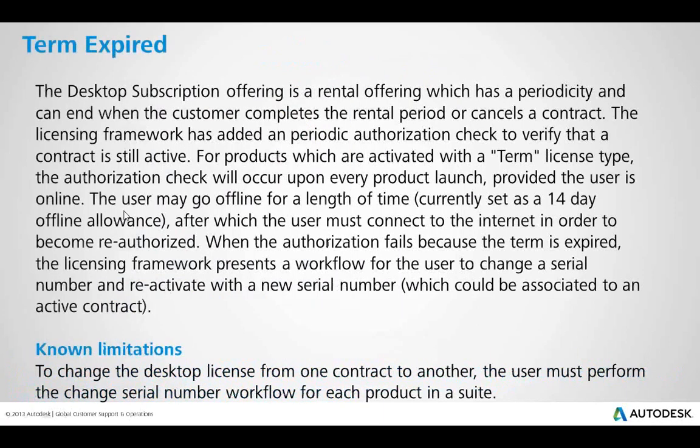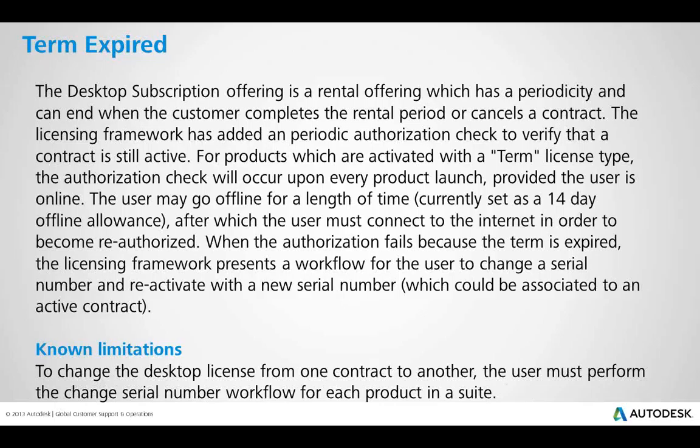So, term expired. Desktop subscription is offering a rental which has a periodicity and can end the customer's complete rental period or cancel a contract. The licensing framework has added a periodic authorization check to verify that a contract is still active. For products which are activated with a term license type, the authorization check will occur upon every product launch, provided the user is online. The user may go offline for a length of time, currently set at 14 days, the offline allowance, after which the user must connect to the internet in order to become reauthorized.